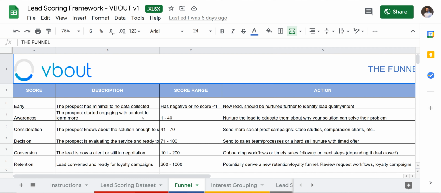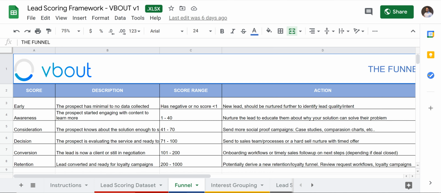The moment they start visiting your website, spending some time, and maybe even filling out a form or two, they're now moving from an early stage to an awareness phase. And that's what we estimate, right? And all I'm sharing with you right now are best practices in estimation. So feel free to adopt it to your own business and what you think is best for you. Now, anything beyond 40, we consider them, in our case, in the consideration phase. This means they know enough about you. They probably consume case studies, comparison charts, and that sort of stuff.